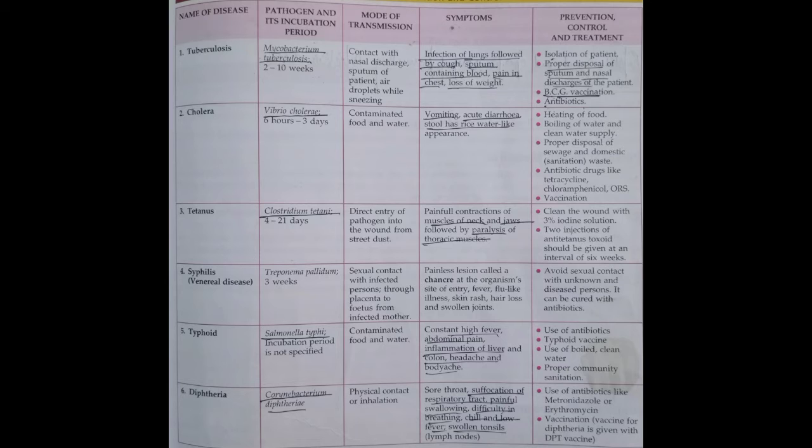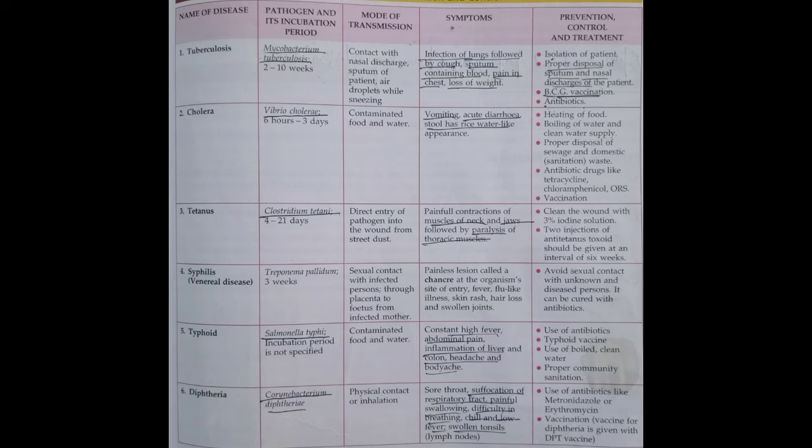In cholera, the incubation period is about 6 hours to 3 days. It is caused by Vibrio cholerae. This is the name of the bacteria, and it can be transmitted through contaminated food and water. Contaminated food and water means that flies and others contaminate the food and water. So the Vibrio cholerae bacteria is transferred from one place to another by flies and other things, and when we eat that contaminated food or water, we get infected, right? Its symptoms are vomiting, acute diarrhea, loose motions, and all. Stool has a rice-watery appearance.